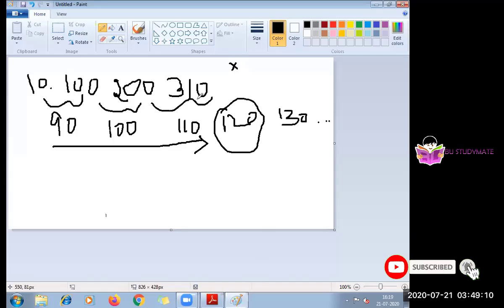So how to find out? It's very simple. We should add 310 and 120. Okay. So this will give us the answer 430. So when you look at it, the difference between 430 and 310 is 120. I hope you have understood.